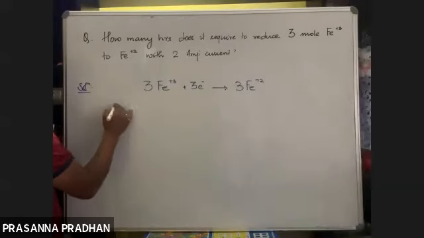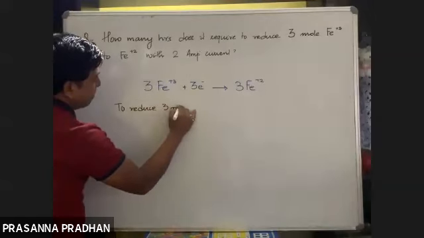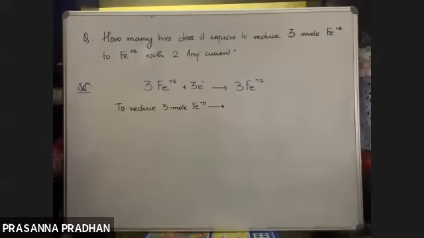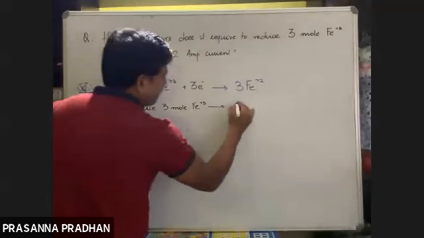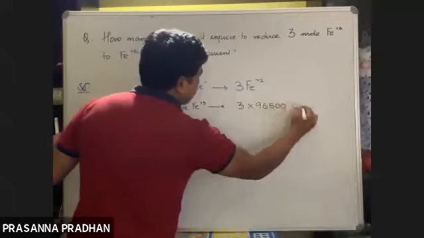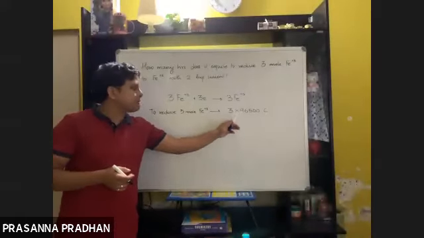Okay. So how many hours does it require to reduce 3 mole of Fe3 plus? To reduce 3 mole of Fe plus 3, how many coulombs of charge are required? 3 mole of electrons are required, means 3 into 96500 coulomb of charge is required. To reduce 3 mole of ferric iron to ferrous iron, 3 moles of electrons are required, and this much amount of charge is required. So this is the answer in coulomb.